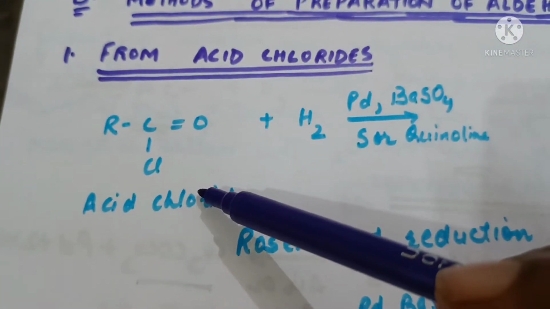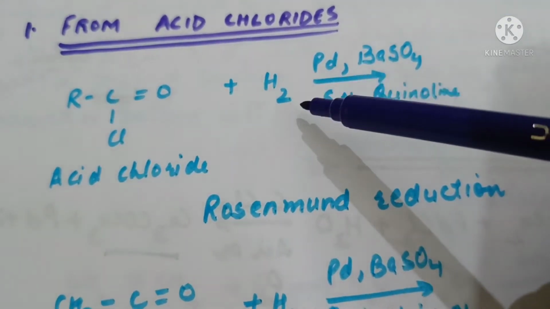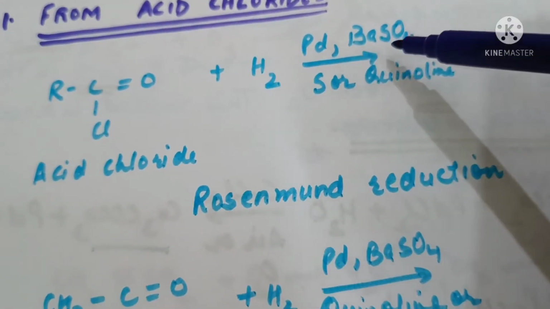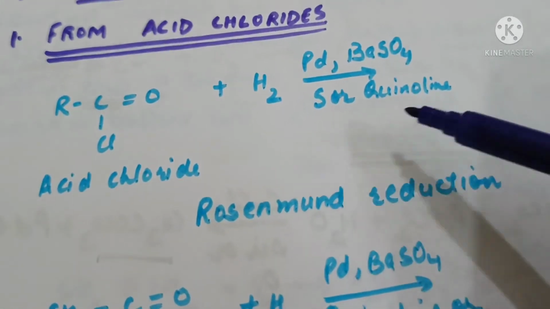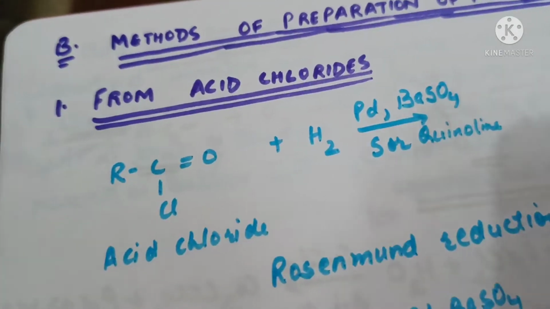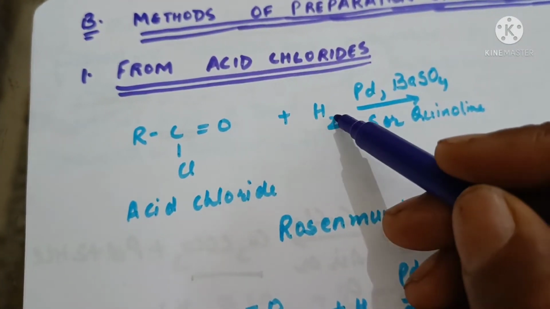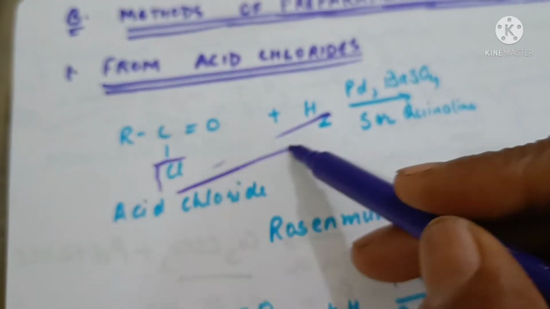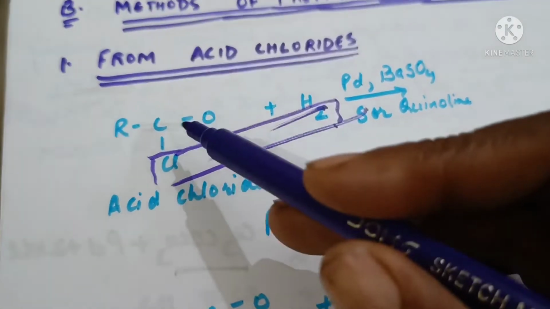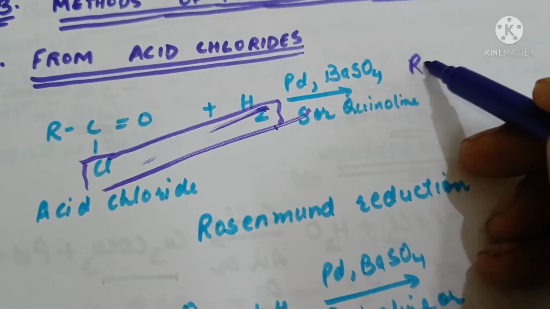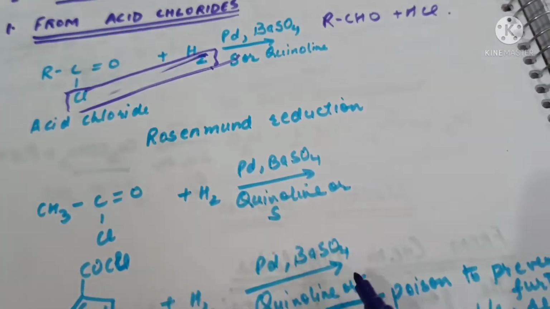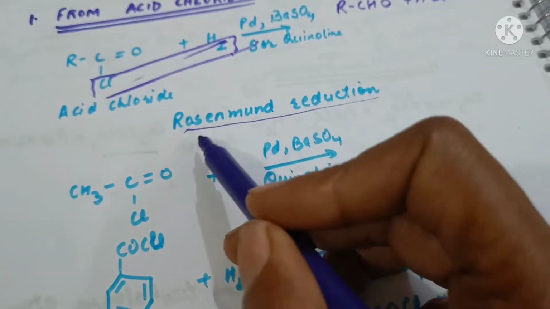So when acid chlorides are reduced with hydrogen in the presence of palladium as catalyst supported over barium sulfate and sulfur or quinoline acting as a catalyst poison, then in that case the H of hydrogen will react with the Cl of acid chloride to form HCl, and H will be attached in its place forming aldehyde and HCl. This method is known as Rosenmund's reduction.